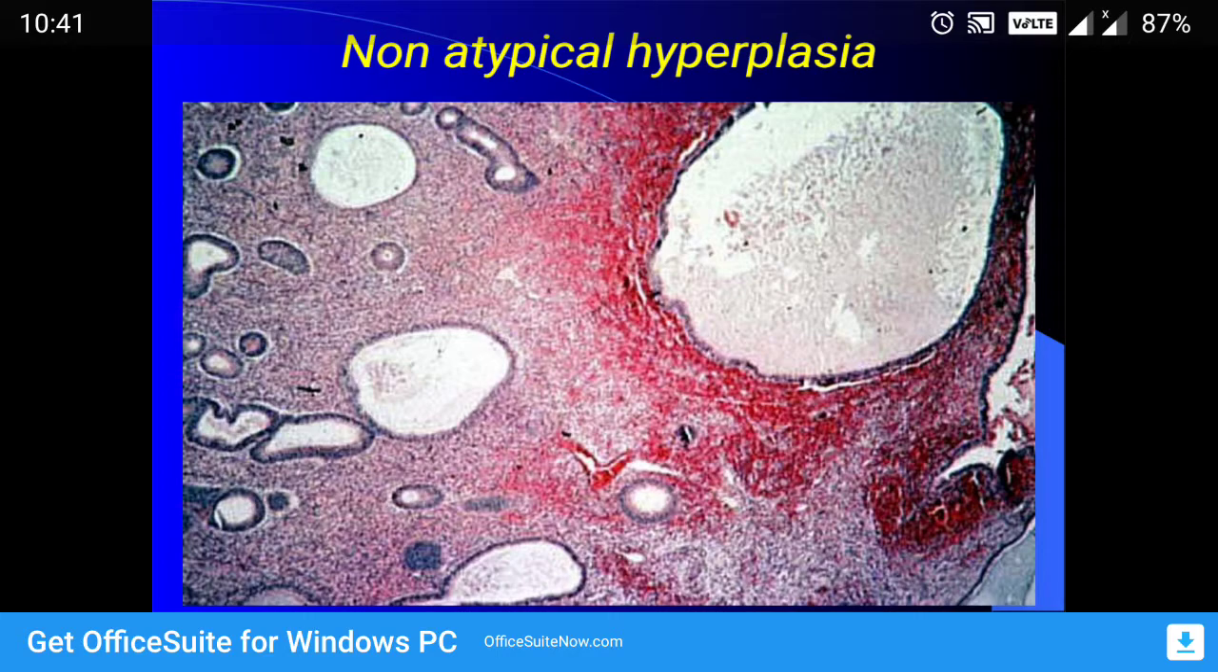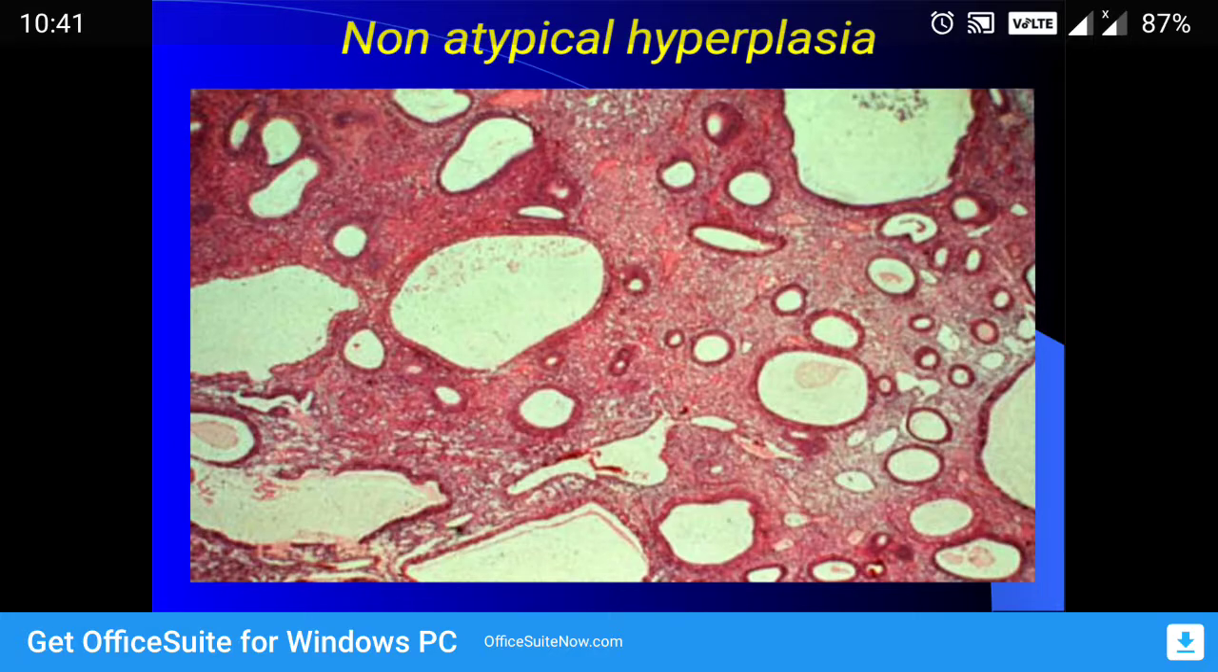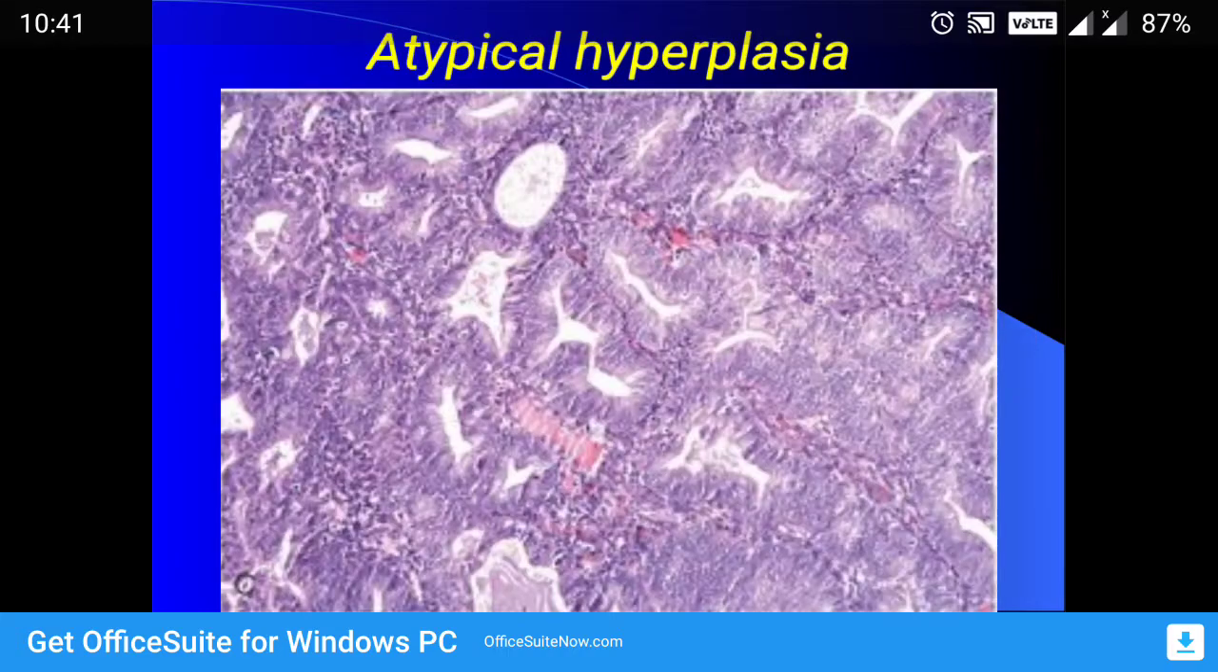So what is this? This is endometrium showing dilated cystic glands, and you can note that there is an increased ratio of glands to the stroma. Okay, if you see the area occupied by the glands, it is almost more than 50%. So that's why it is increased gland to stromal ratio, with dilated cystic glands of various sizes and shapes. So that's why it is non-atypical hyperplasia.